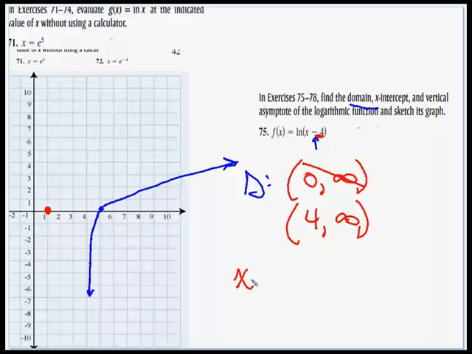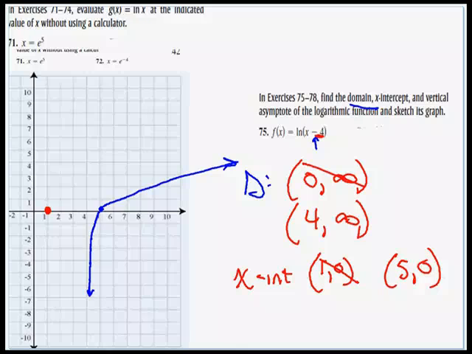X-intercept. Our x-intercept is usually 1, 0. But again, everything got shifted over 4 units, so we add 4 to that and get 5, 0. The last thing is the vertical asymptote. The vertical asymptote is usually the y-axis, but that got shifted over 4 units to the line x equals 4. And there we go.